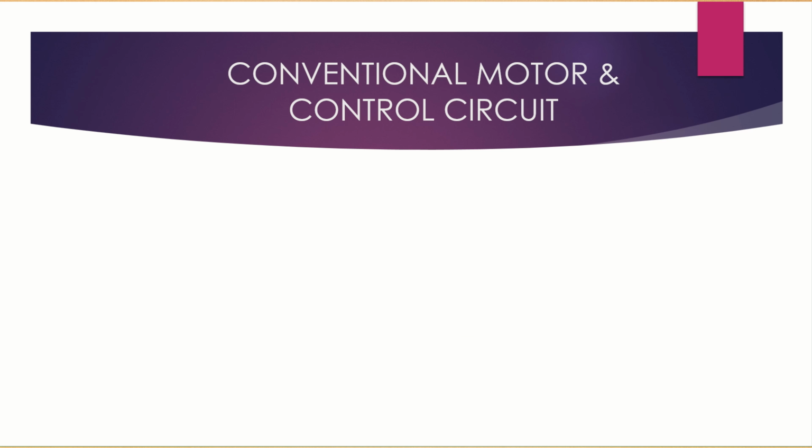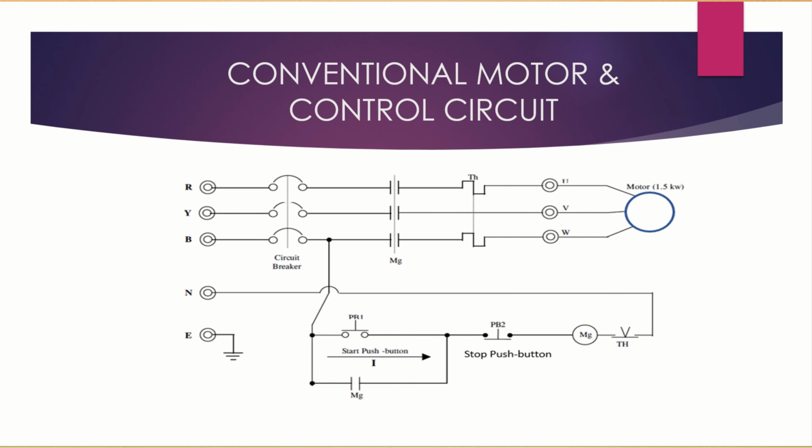Now we have the conventional motor and control circuit shown. This is the simple and most common wiring for the conventional start-stop motor. We have here the motor circuit and we have here the control circuit.